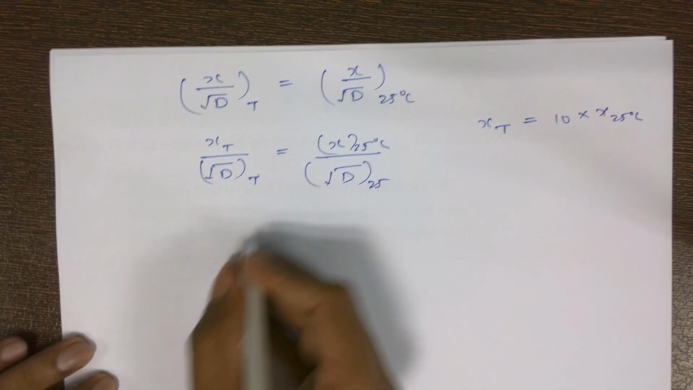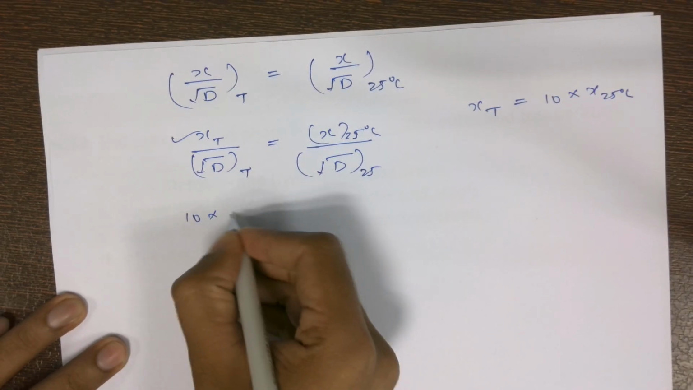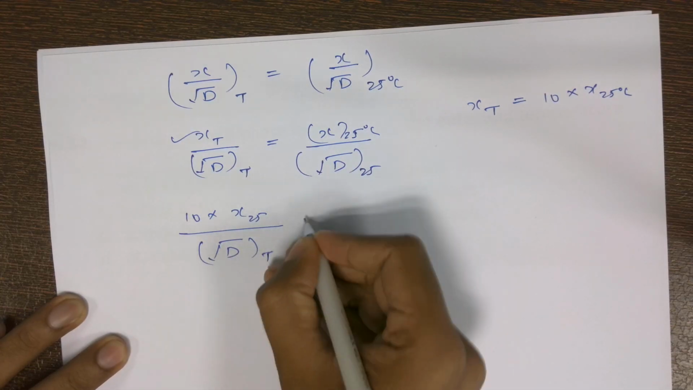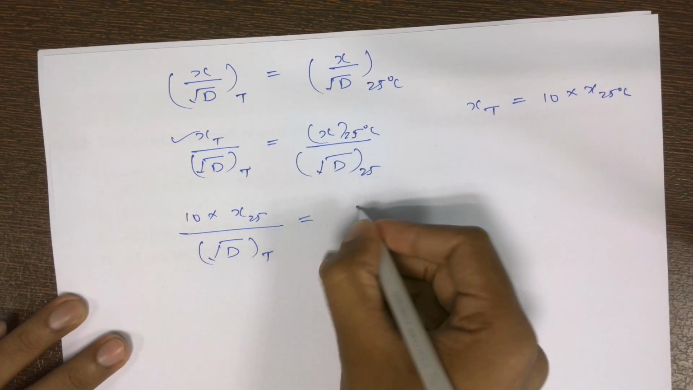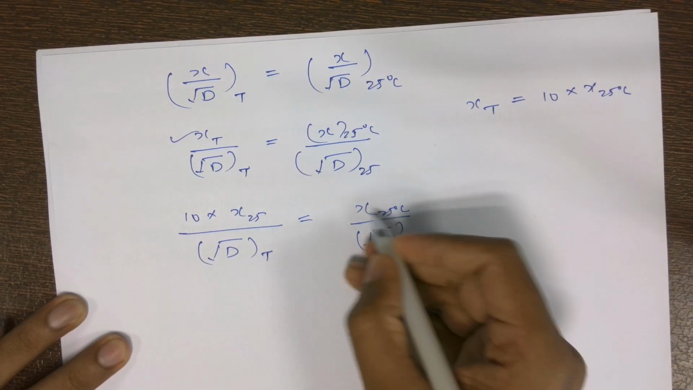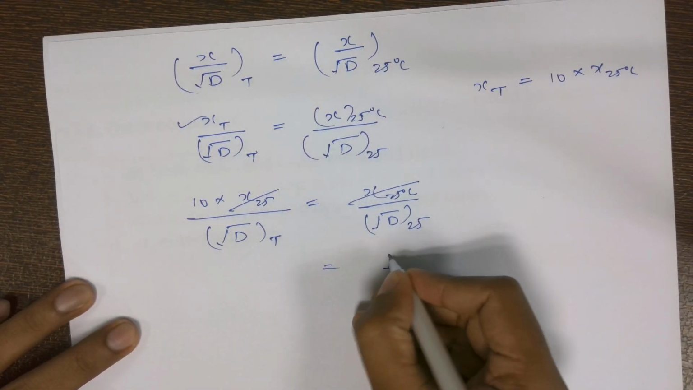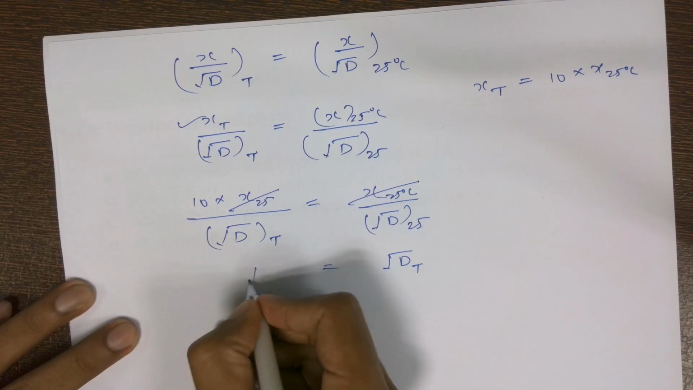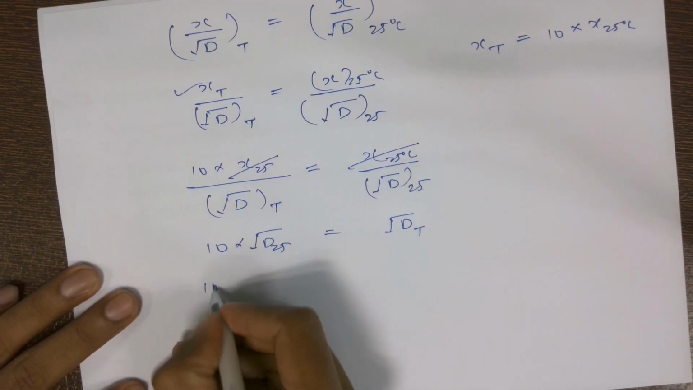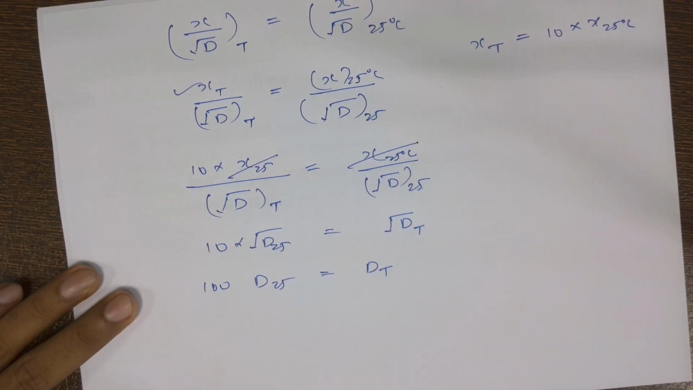Let me substitute this over here. I will substitute 10 times x of 25 divided by root of D at the particular temperature T, which equals x of 25 degrees Celsius divided by root of D at the temperature of 25. So this and this got cancelled. Now it's very easy. Root of D at the temperature T is root of D at the temperature of 25 multiplied by 10. Now we can square them. It will be 100 times D of 25 equals D of T.